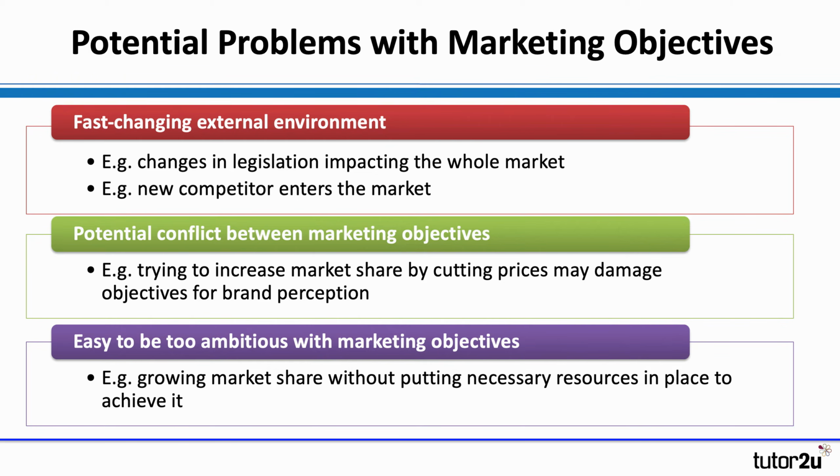There's also obviously a potential conflict between the different marketing objectives you can set. For example, you may have an objective to increase market share, and you decide to do that by cutting selling prices, but that may have implications for the brand awareness, brand loyalty. It may also have implications for revenues, depending on the price elasticity of demand.